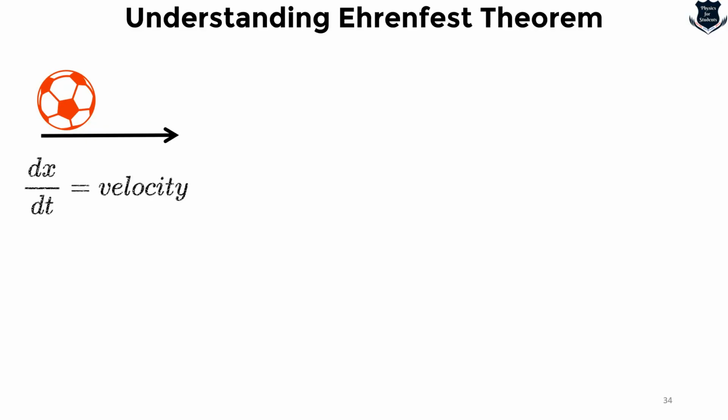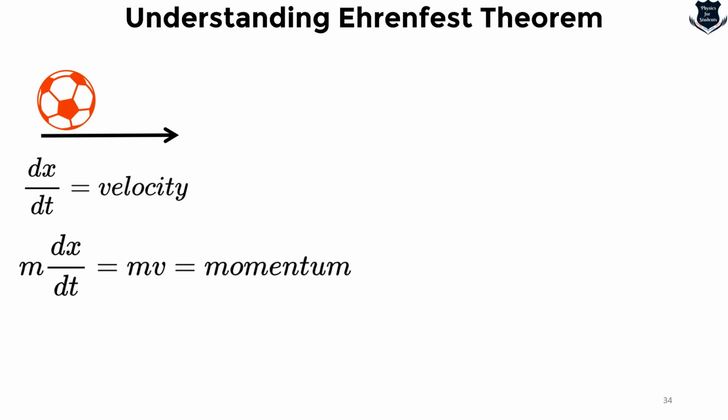And the rate of change of the position of this ball with respect to time is simply dx by dt, which is equal to velocity. And when we multiply m by dx by dt, we get what? mv. And p equals mv, that is the momentum. So the rate of change of position of the ball with respect to time is the same thing as its velocity. When we multiply it by mass, we find its momentum.